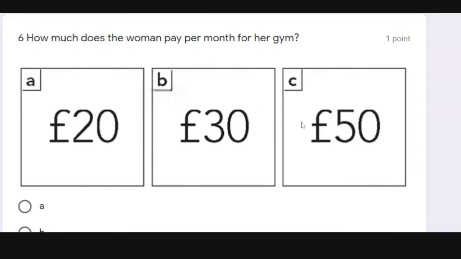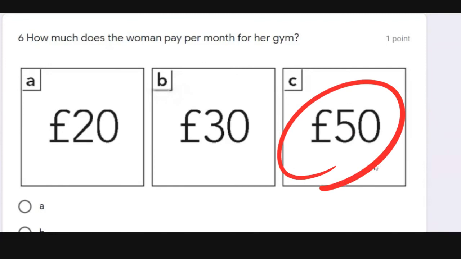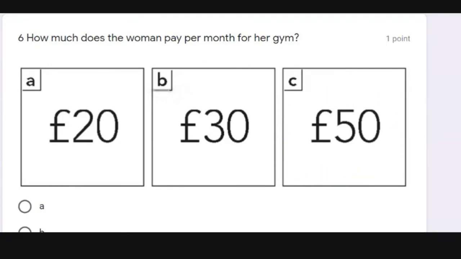Okay. All right. What about the next one? 50 pounds. Yes, 50 pounds. Okay, thank you very much. I think A and C no problem. Only B, the pronunciation you have to take note of. Okay. All right. Now let's listen. How much does the woman pay per month for her gym? So let's listen.